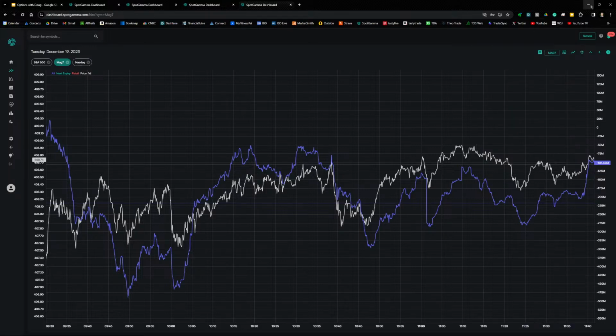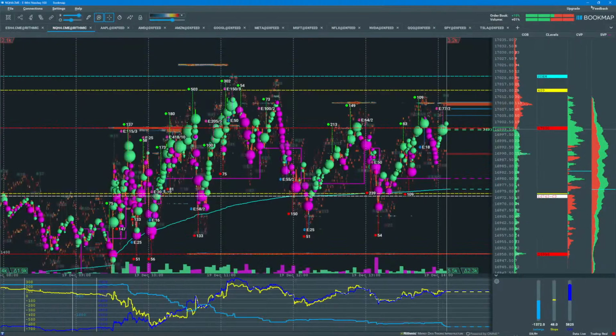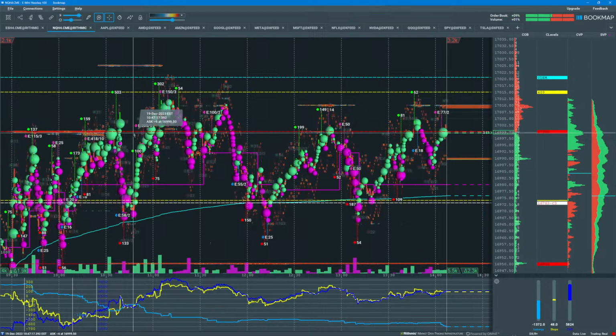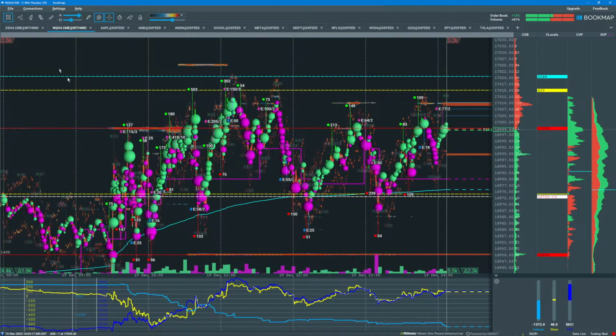All right, let's go back to Bookmap. So let's focus right around 10. Actually, let's zoom in on this.